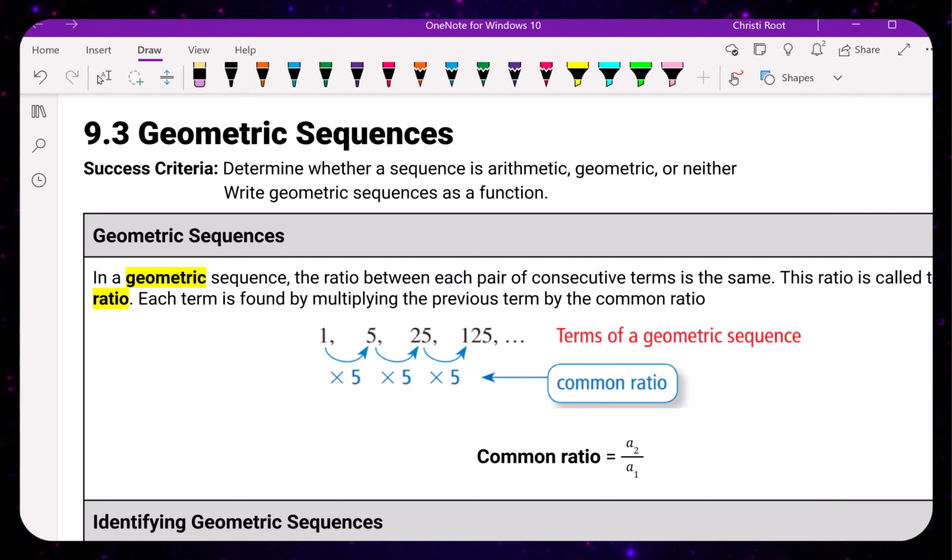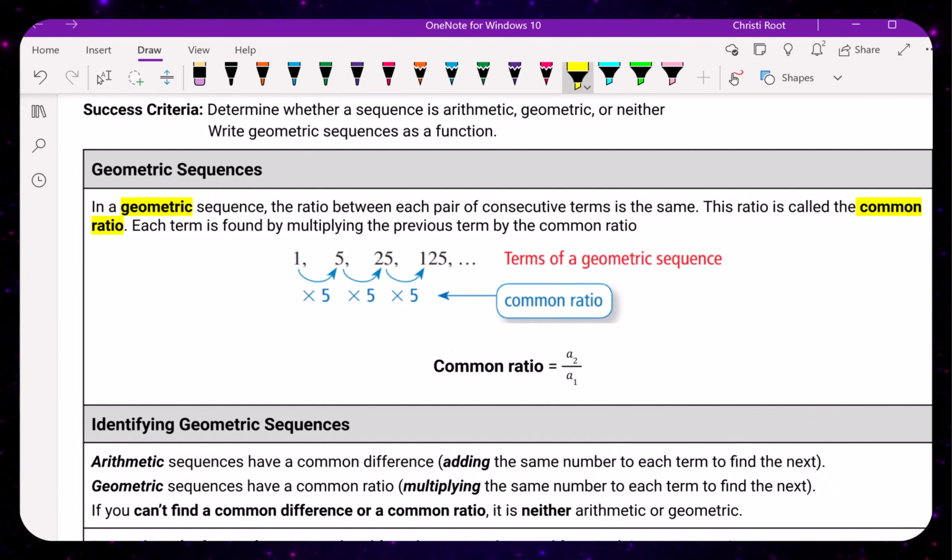Okay, so let's get into the actual sequences. So in a geometric sequence, let's go ahead and highlight the word geometric. The ratio between the pair of consecutive terms is the same. Now notice they call it a ratio. It's called a common ratio instead of a common difference. Difference insinuates that you are adding or subtracting, and a ratio means that you are comparing by division.